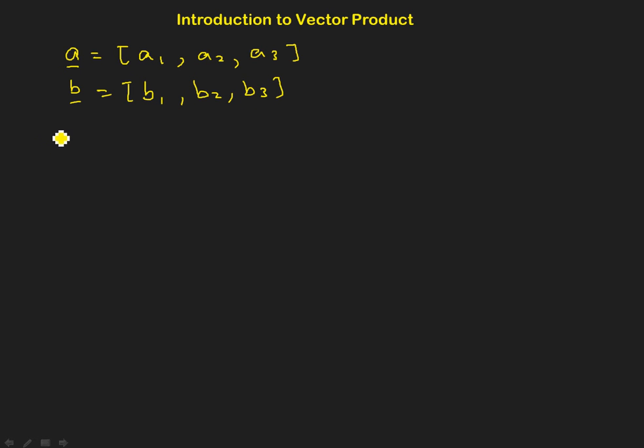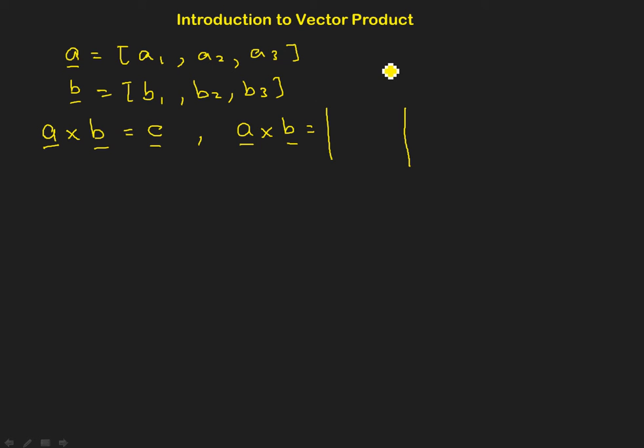And so we define the vector product as follows. This is a vector product. We use a cross to differentiate it from a dot product, and the outcome is another vector. So the main difference of the vector product is that you get another vector. And the way we find it is like this. We will find the determinant.